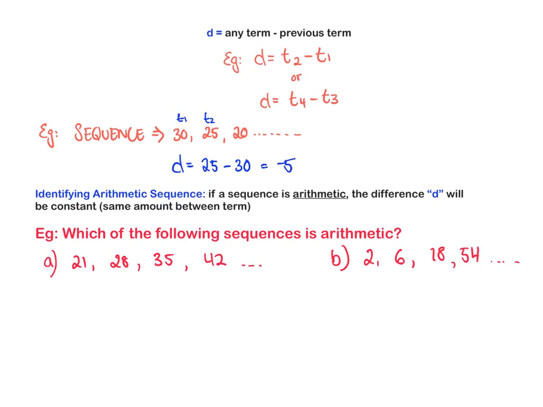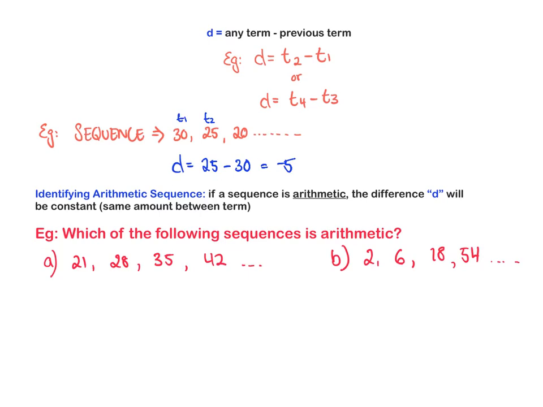Identifying the arithmetic sequence: if a sequence is arithmetic, the difference will be constant. It means it's going to be the same amount. That's why simple interest and flat rate are arithmetic, because it was always the same amount. If you remember simple interest, if you were going to get $20 a year, you were going to get $20 every year. That's what the difference was, yeah?